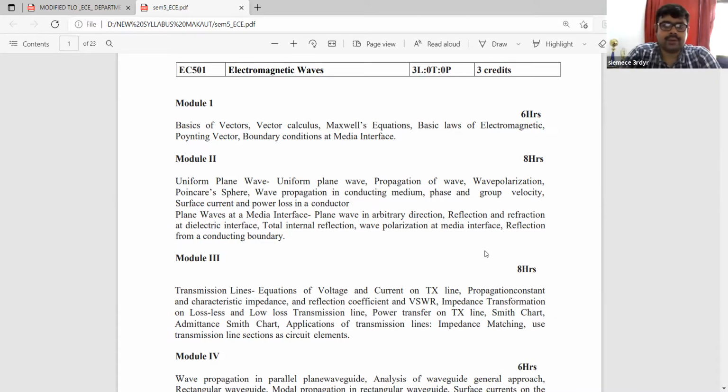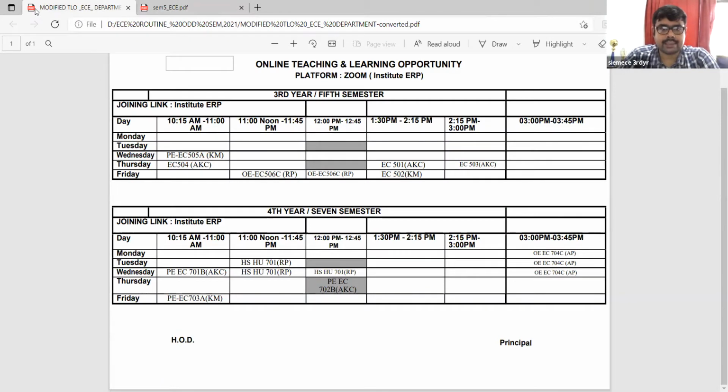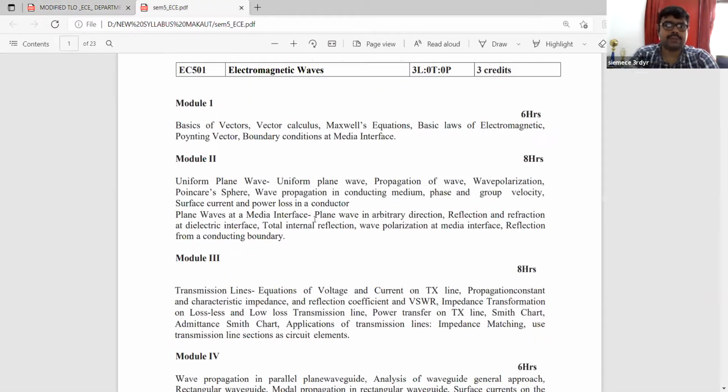So the uniform plane wave is the thing that we will study under this part. But for the next part, we will study the plane waves at a media interface, plane wave in arbitrary direction, reflection and refraction at a dielectric interface, total internal reflection, wave polarization at media interface, reflection from a conducting boundary. So several different topics are mentioned here.